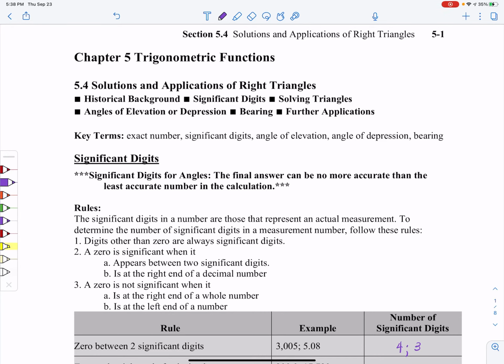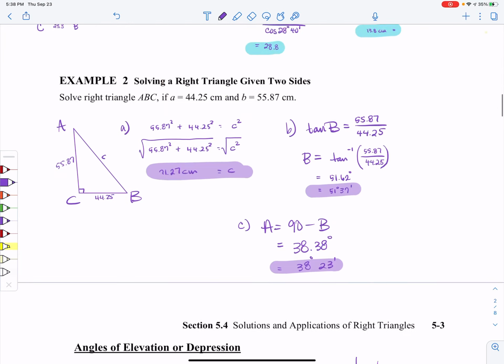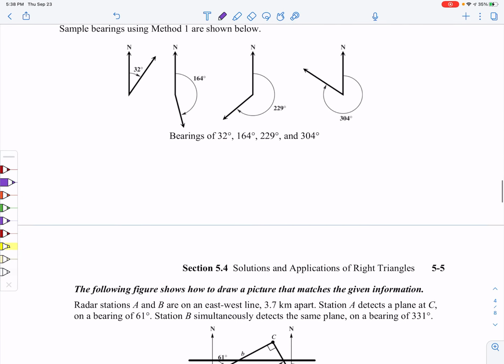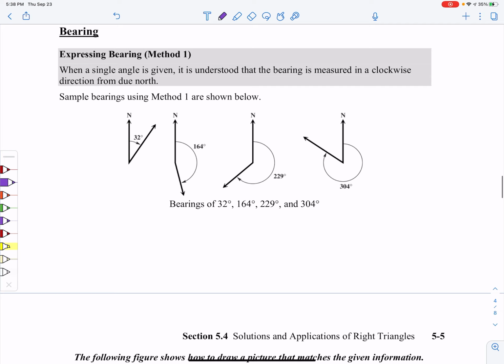Section 5.4 continued. This is the fourth and hopefully the final video in this particular section. You want to go all the way down to where it talks about bearing. Now, I'm going to talk about two different methods of dealing with bearing.